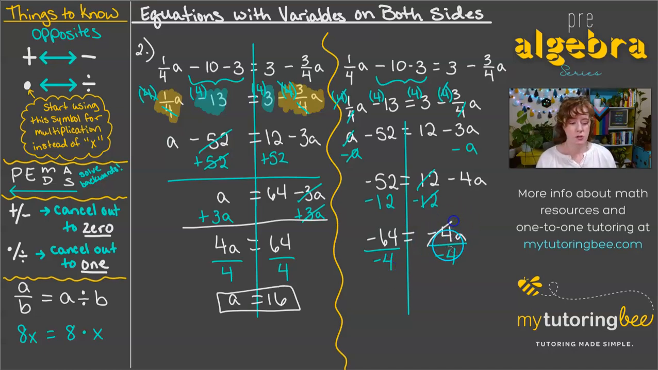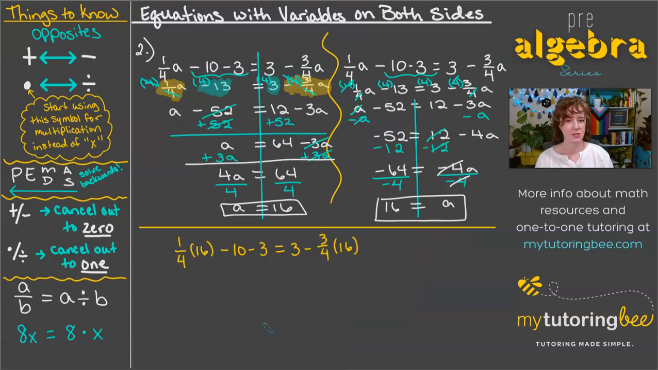So you might choose to do the constants first or the variables first based on if you wind up with positive numbers. As you could see in this first example, we didn't really wind up with a lot of negatives once we added 52 to both sides and added 3a to both sides. But in this second example, we wound up with both of our answers negative, negative 64 and negative 4a. So if you prefer to not have to deal with negatives, then you might look at your equation and try to figure out the best way to add or subtract to minimize the amount of negatives that you have.